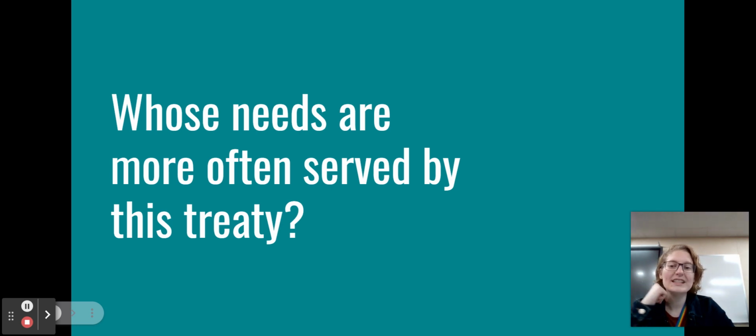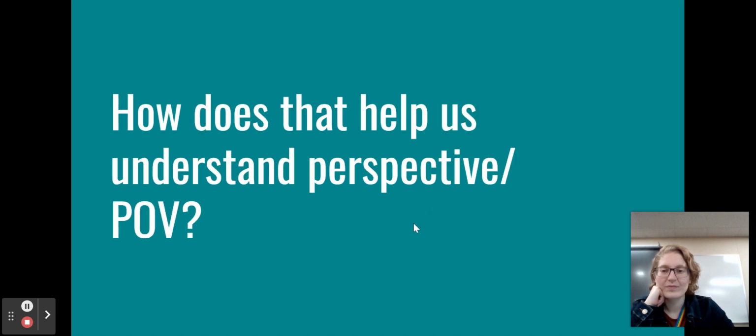Okay. So whose needs are more often served by this treaty? And again, we didn't look at every single article, as you saw from the numbers jumping around. But overall, who do you think has more of their needs met by this treaty? And then how does that help us understand perspective and POV?